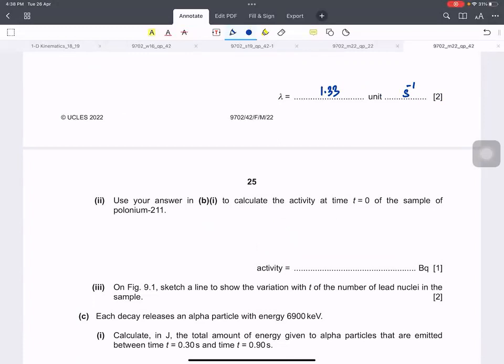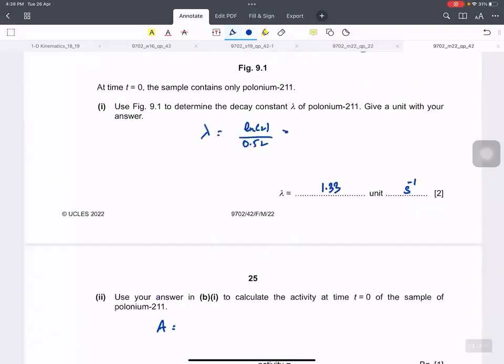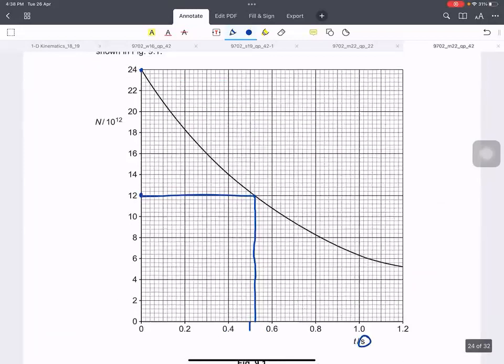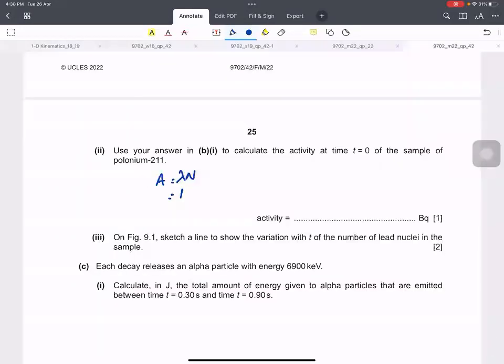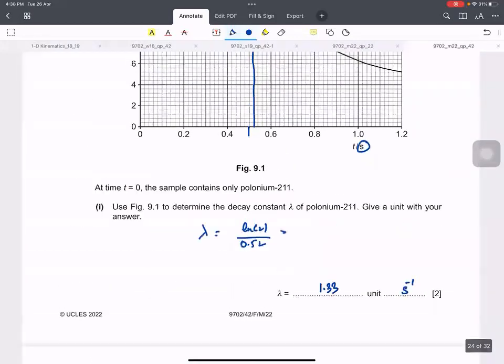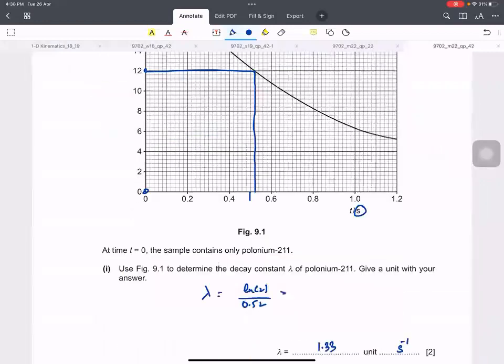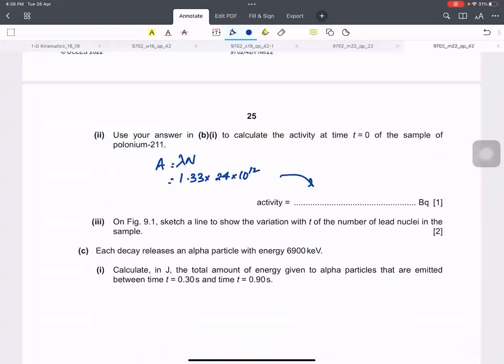ये कैसा सवाल है भाई? एक्टिविटी निकालनी है. वो उधर क्या गिवन था? एक्टिविटी नहीं, N था. तो 24 ये आ गया, लैम्डा N. क्या निकला था? 1.33 times N, N क्या था? 24 times 10 raised to 12. Yes, what is the activity? सर उसमें क्या है? टाइम 0. तो टाइम 0 पे N है 24 times 10 raised to 12. अच्छा. Answer please. So 3.1 times 10 to the power 13. Very good.